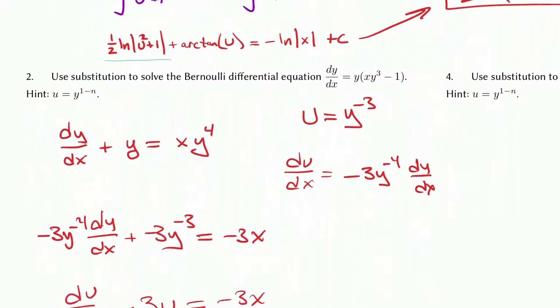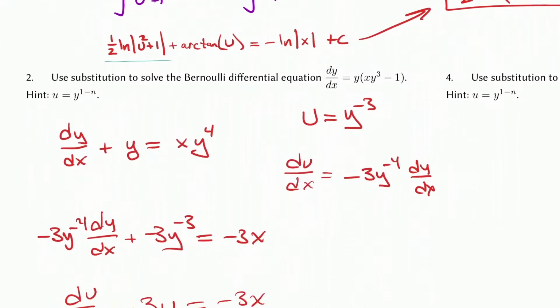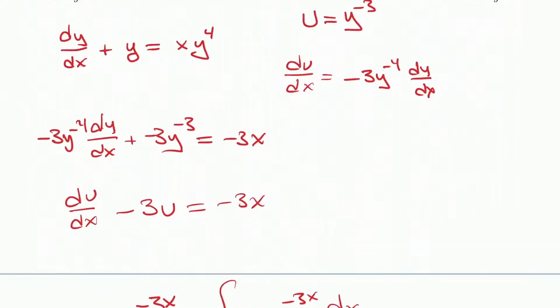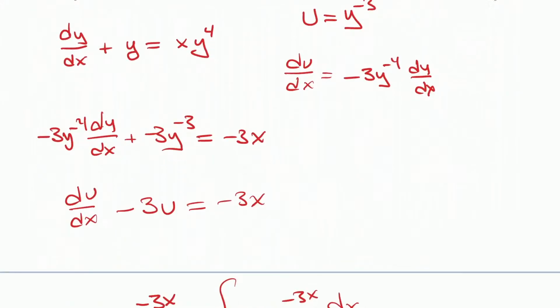But anyway, so I rearranged this. I multiplied everything by negative 3y to the negative 4 because I wanted this to be like this. And when I did that, one of the y's canceled here, all of the y's canceled there, which is what you want. That's the whole point of this. Then once you're done with that, here's the substitution.